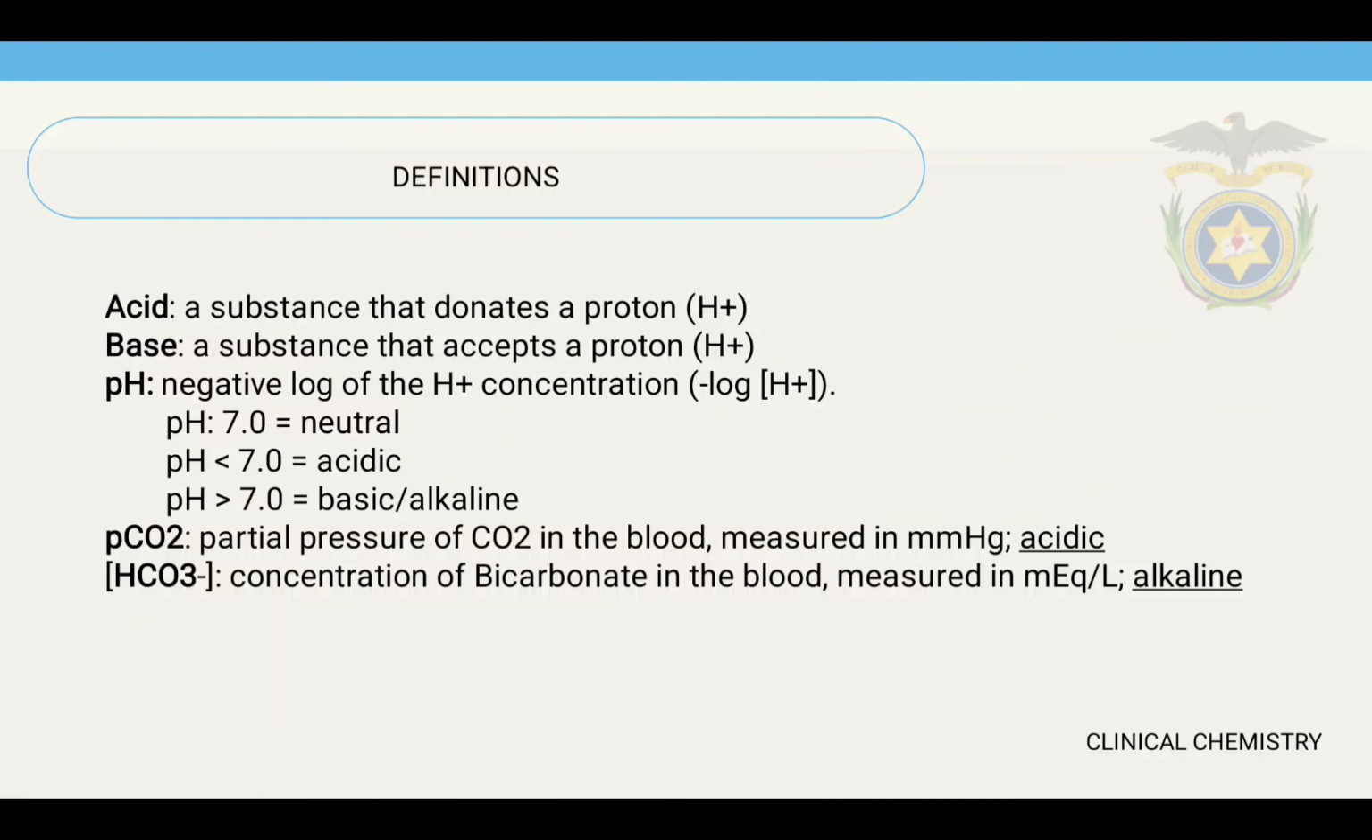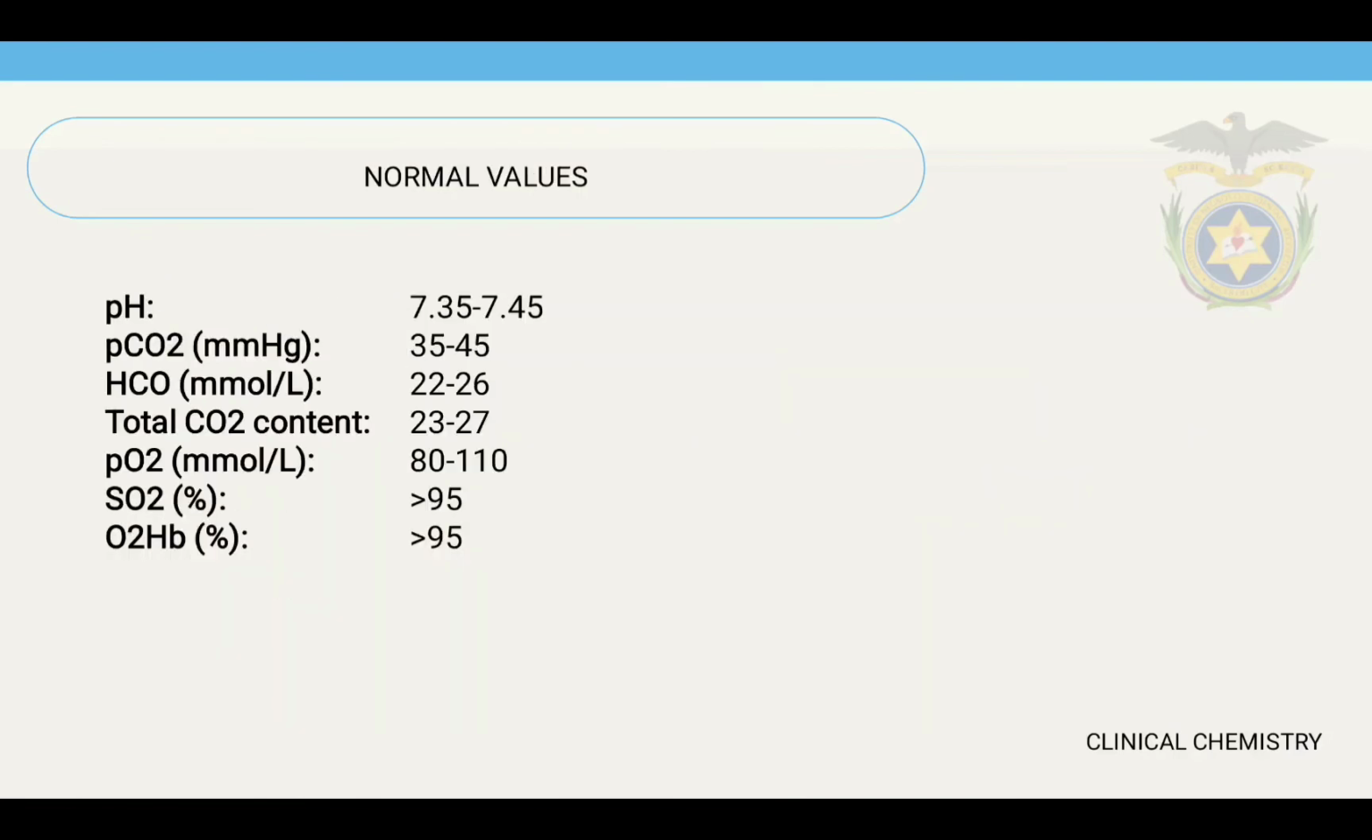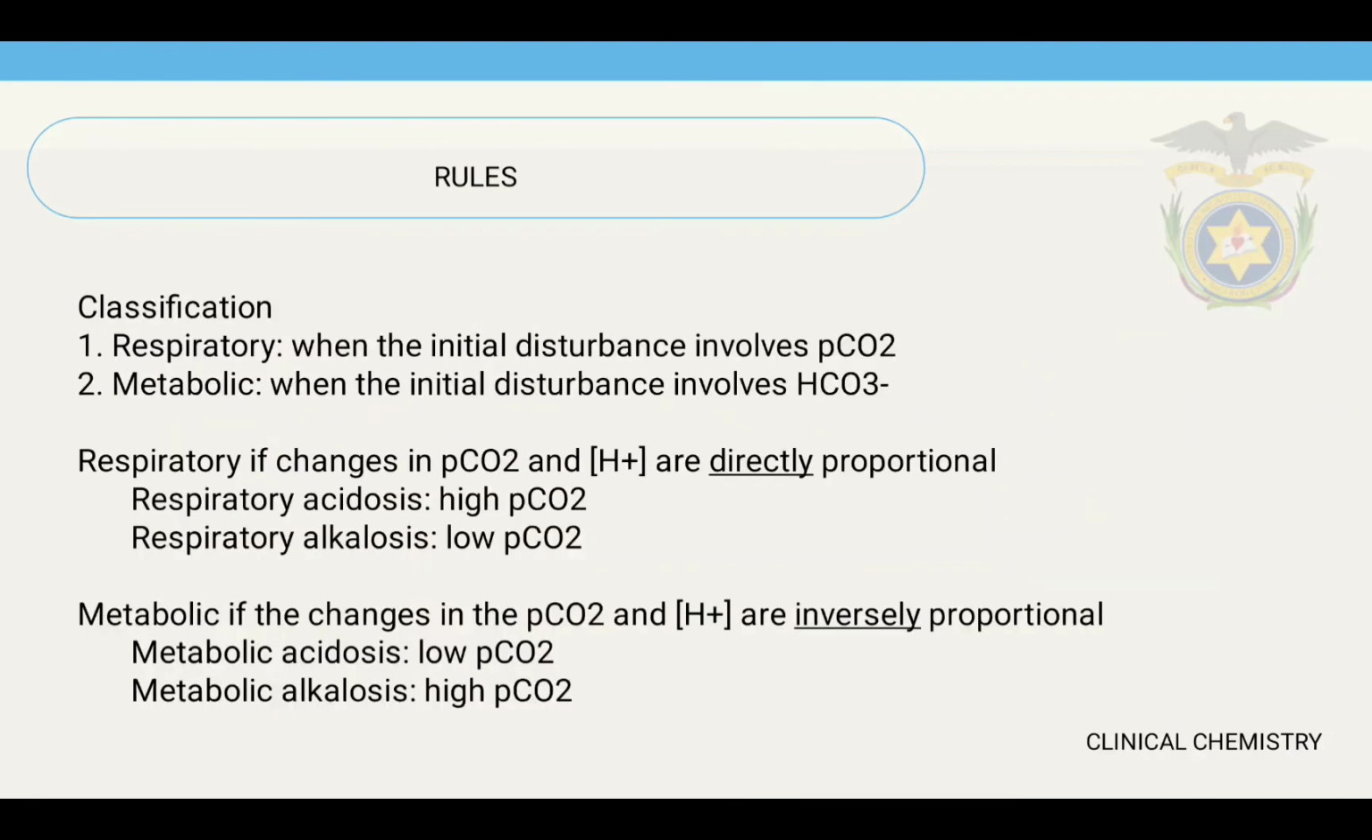PCO2, or your partial pressure of CO2 in the blood, is measured in mmHg and is generally acidic, while your HCO3, or your concentration of bicarbonate in the blood, is measured in milliequivalents per liter and is alkaline. This slide shows the normal values for each test. You would do well to memorize these values as this is very important while calculating for compensated, partially compensated, or fully compensated acidosis or alkalosis. So how can we classify whether the disturbance is respiratory or metabolic in nature?